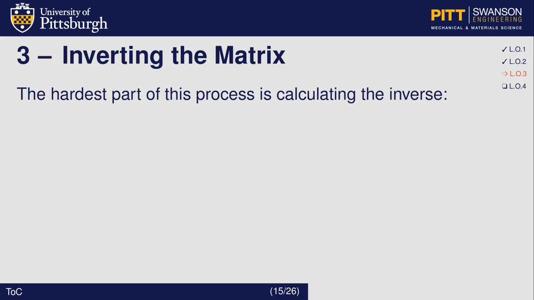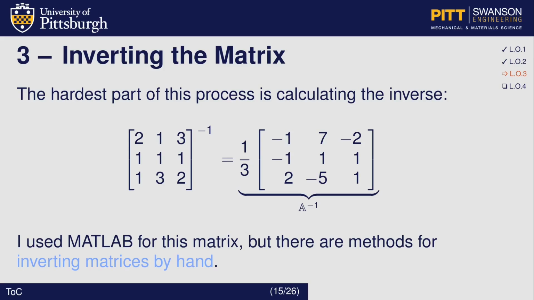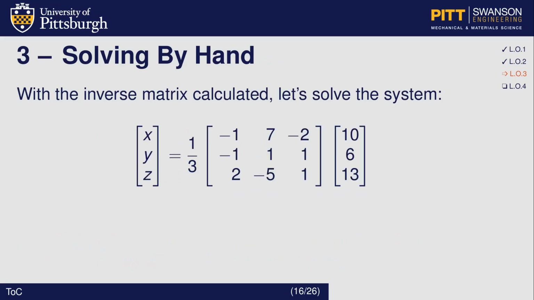The hardest part here is inverting the matrix. The inverse of our coefficient matrix is given here. This is a programming course, so I just used MATLAB here, which will be shown later, but there are plenty of methods for inverting matrices by hand, one of which is linked here in the downloaded PDF. Feel free to read more into it if you're interested. With the inverse of the matrix calculated, we can actually solve the system with the following matrix multiplication.